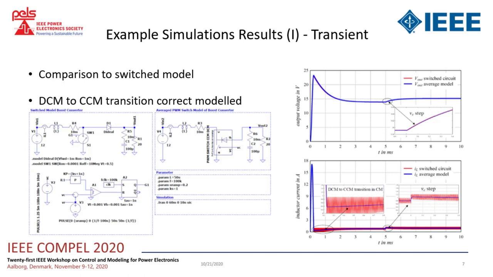Here, example results from a boost converter simulation are shown. On the right side, the waveforms are summarized for the output voltage and the inductor current during a startup transient and the control voltage step at 5 milliseconds. As can be seen, the waveforms match very well between the average and switched circuit, and also the discontinuous to continuous conduction mode transition is modeled correctly in current mode.